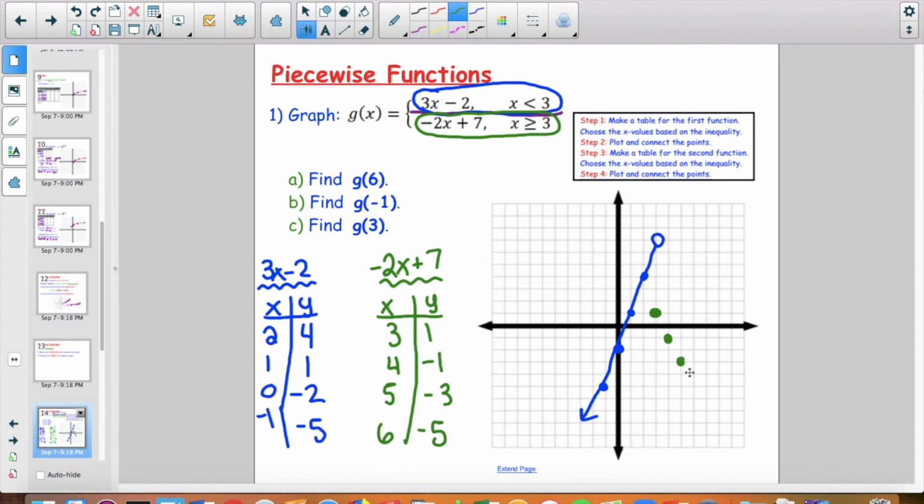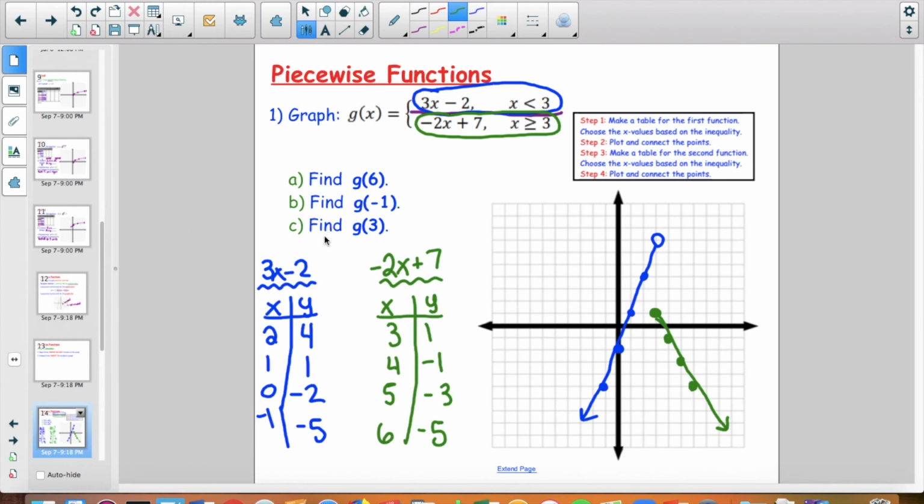We have 6 and negative 5. And you can go further if you'd like, but we are only graphing, connecting the points beneath it. We are not drawing the arrow the other way. Notice the two lines do not intersect, and they shouldn't. Now this is how we graph piecewise functions.